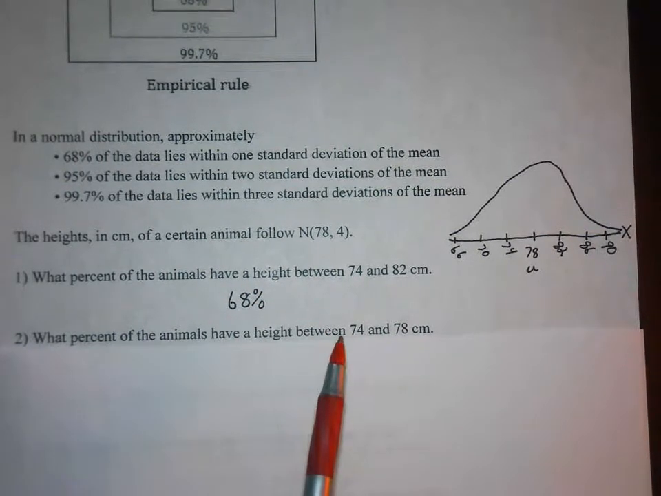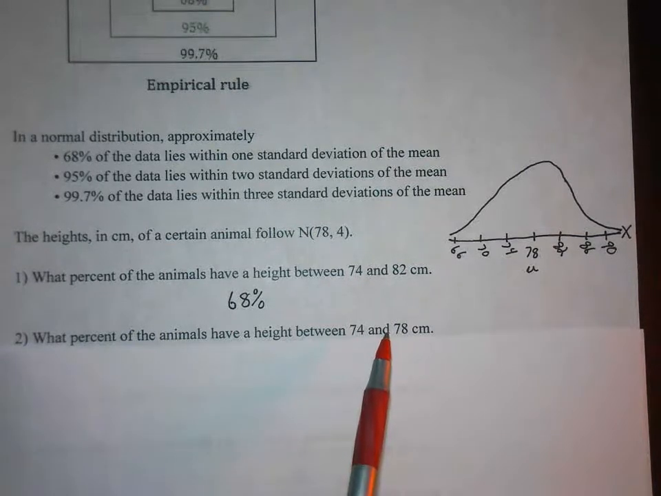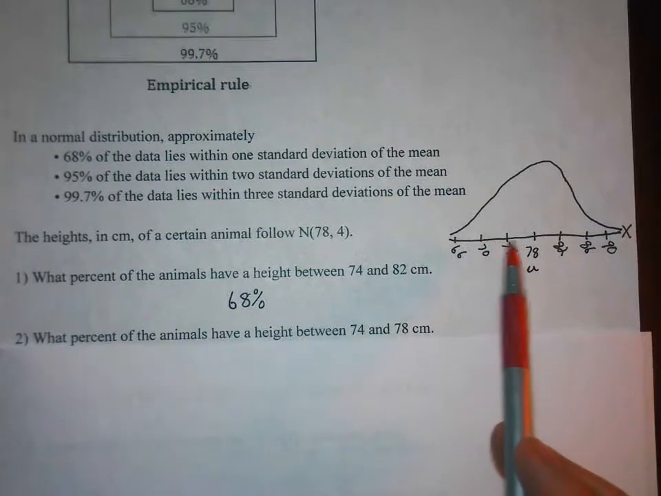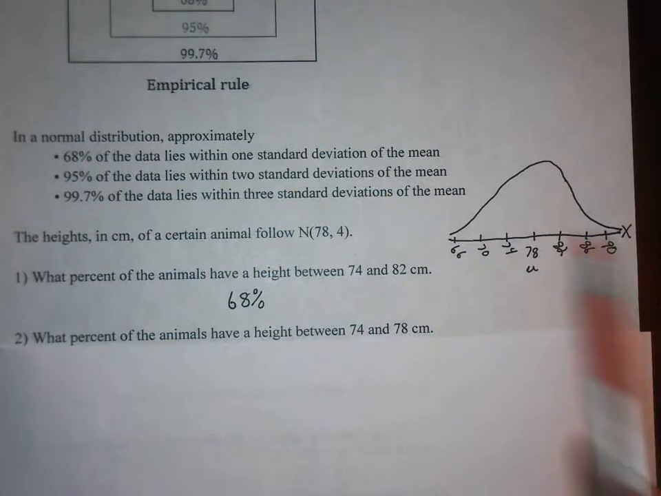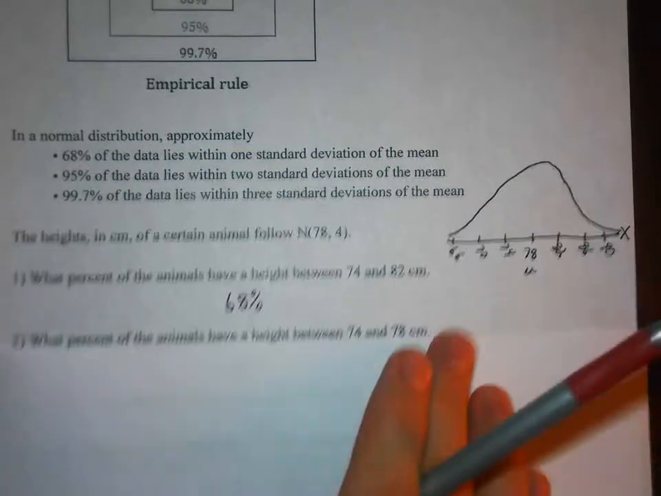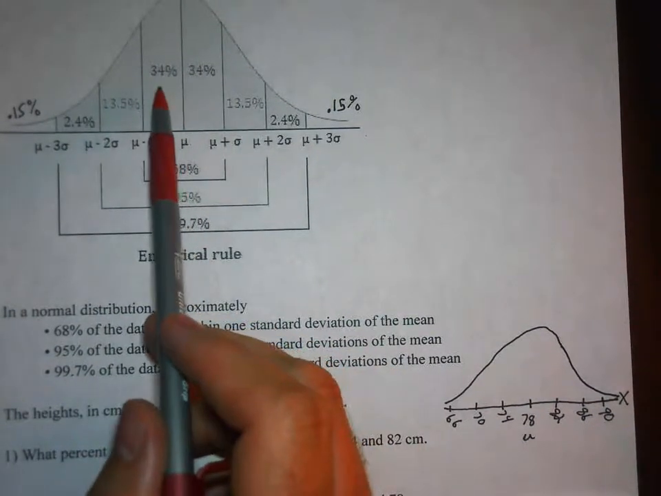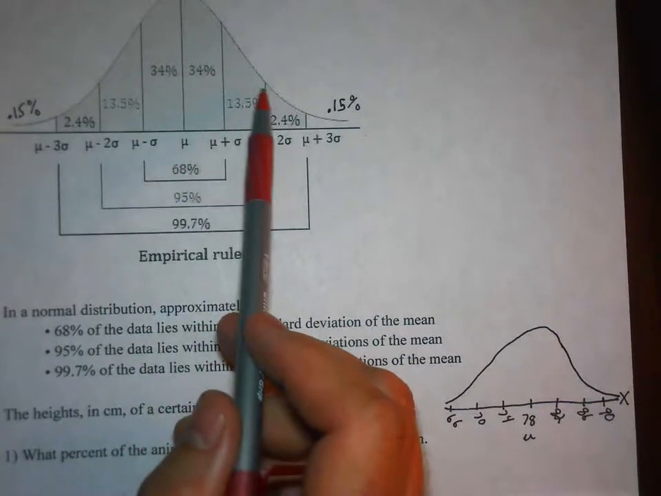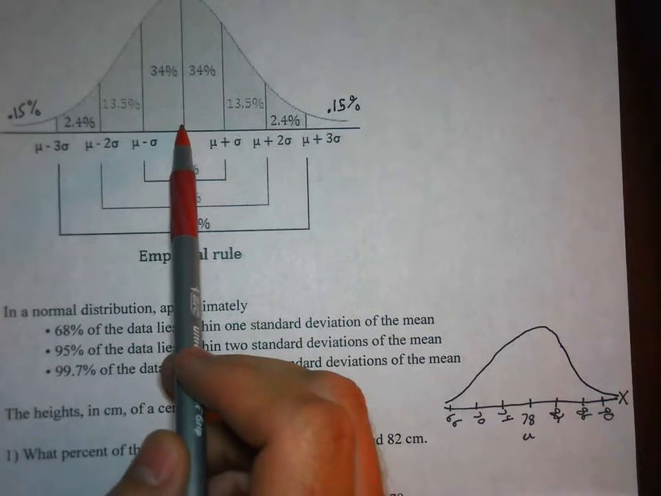Second question, what percent of the animals have a height between 74 and 78? Well, 74 and 78 is just 1 standard deviation below the mean up to the mean. And you could take that 68%, divide it by 2, or just in the one up here, they give you the specific values. They break it into each standard deviation. So there's 34% in that area.